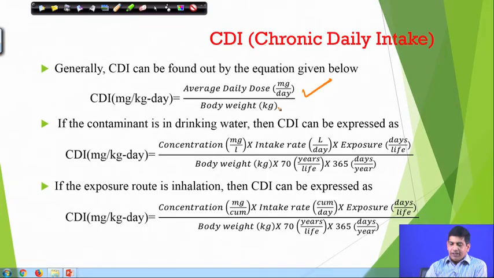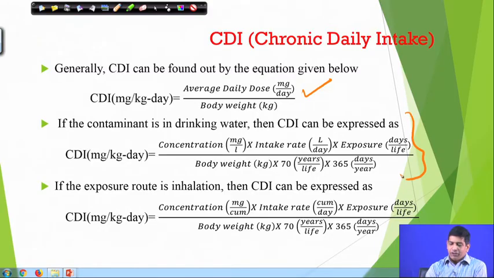So, that's the CDI value. Now, if the contaminant is in drinking water, then CDI can be expressed as the concentration in milligrams per liter times the intake rate, how many liters per day. If you have a certain contaminant at x milligrams per liter, typically people consume 2 liters of water per day, so the intake rate is around 2 liters per day. Then exposure is how many days per life, and you divide by body weight in kg, and by the average life, say 70 years, times 365 days per year. For the ingestion route, this is how the equation can be written.